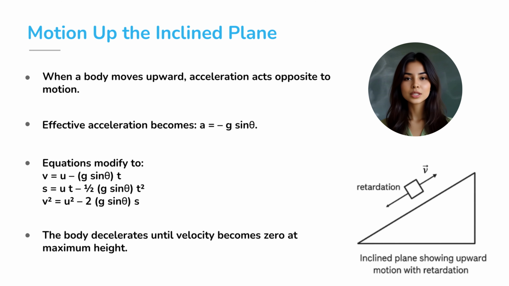Now let's think about motion in the opposite direction. What happens when a body moves up the incline? Here, the acceleration works against the motion. So instead of g sine theta, we have negative g sine theta. That changes our equations. v equals u minus g sine theta into t, s equals ut minus 1 by 2 into open bracket g sine theta close bracket into t squared, and v squared equals u squared minus 2 into g sine theta into s. This means the object slows down or decelerates until it comes to rest at the maximum point before sliding back down. As you can see in the diagram, upward motion is always accompanied by retardation.